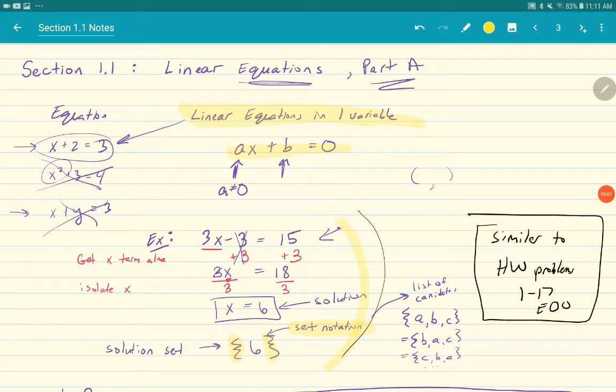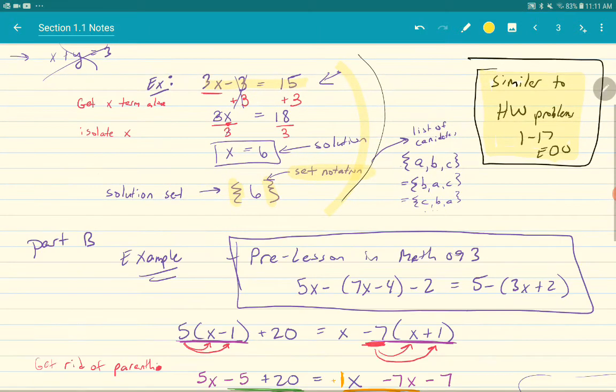So real quick recap before we go on to the next section. Section 1.1 in our part A recording covered solving simple linear equations with one variable, and that is similar to the homework problems that you'll find 1 through 17 every other odd.